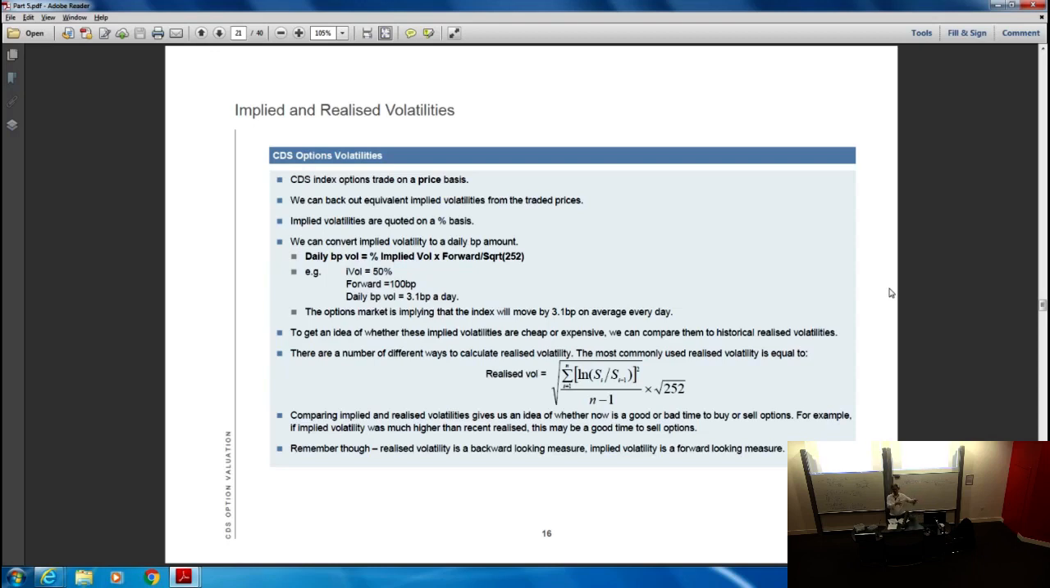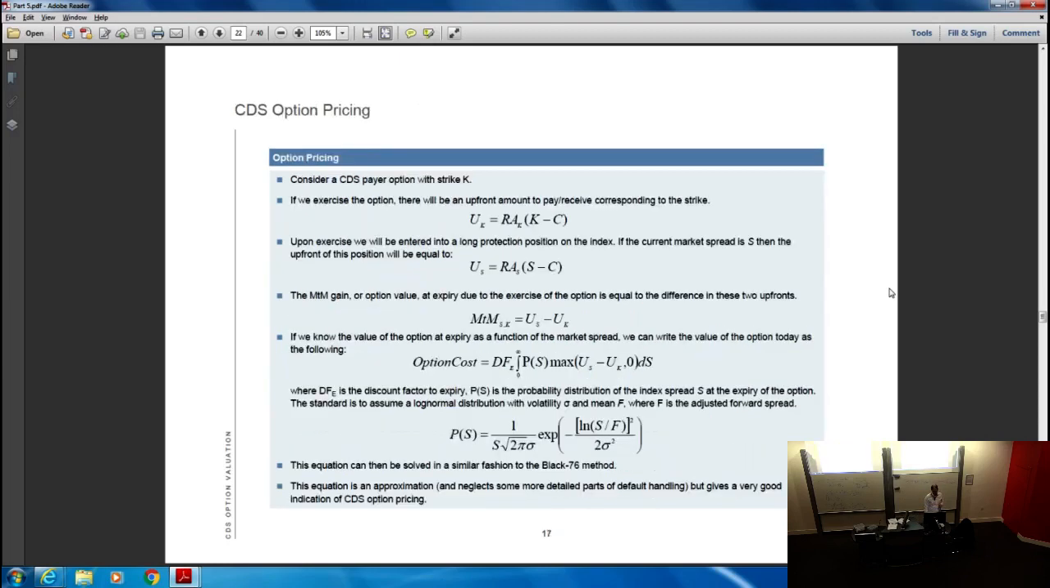So we've got our implied volatility, which is the thing that we plug into the option to price it, or the thing that comes out of the option when we put in prices, and then we've got our realized volatility on the other side.